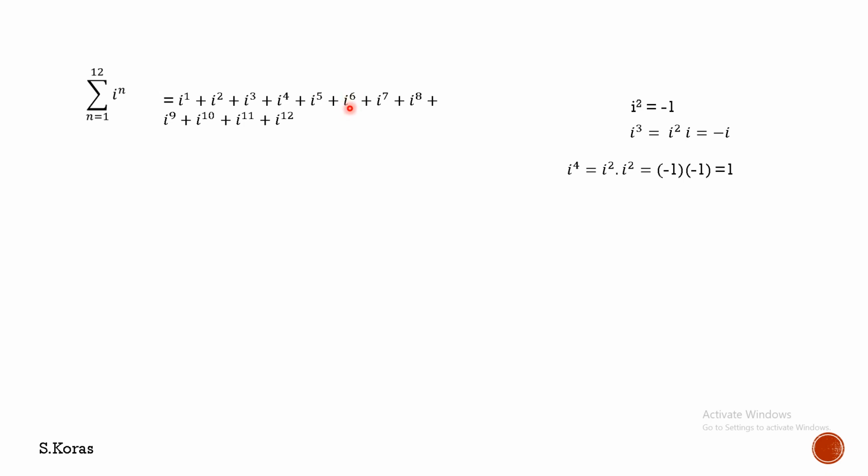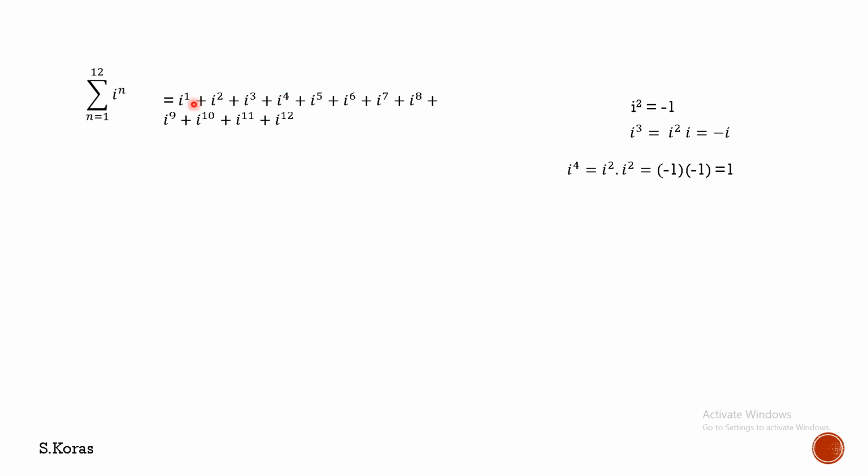If you try to find i power 6 value, that is also very simple. That is i power 4 into i square. Your i power 4 value is 1, so 1 into i square is i square. For i power 5 we got the answer as i. For i power 6 we got the answer as i square. Similarly, for i power 7, you will get the answer as i power 3. And for i power 8, again you'll get the answer as i power 4.